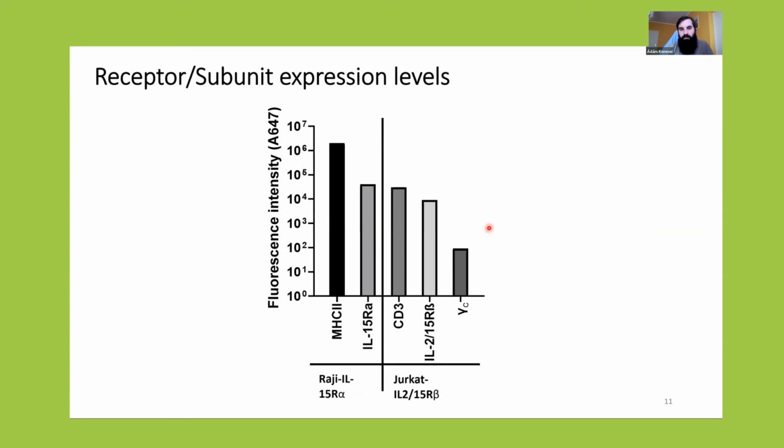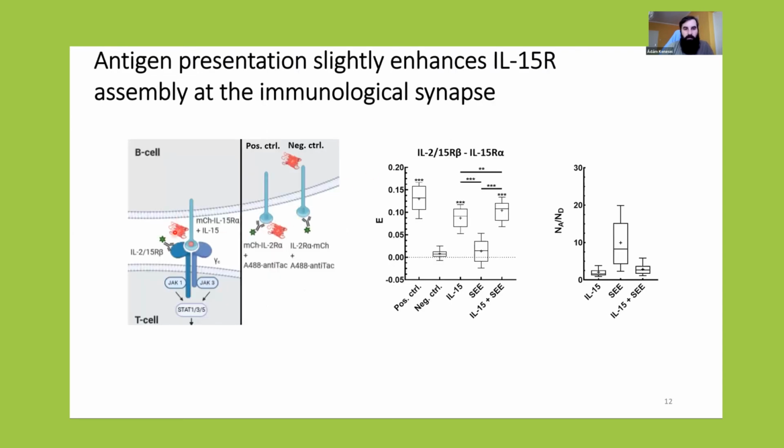In order to determine which receptor or receptor subunit to use as a donor and acceptor, we measure the expression levels and we use the one with the lower expression level as a donor. For the first measurement with intensity-based FRET, we measured the assembly of the beta subunit with the alpha.